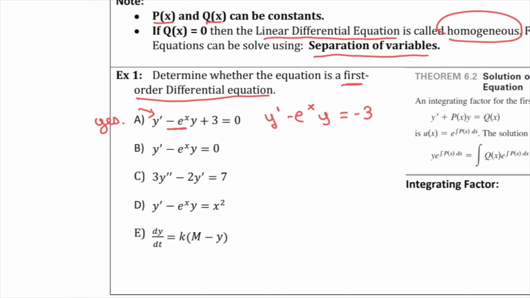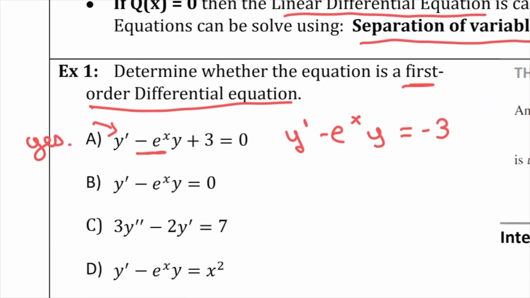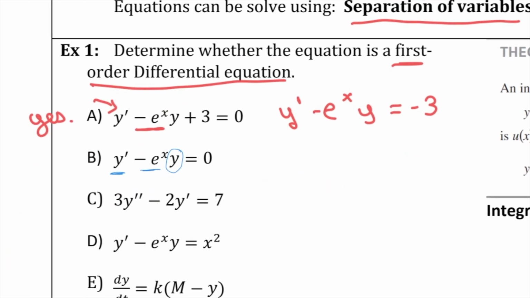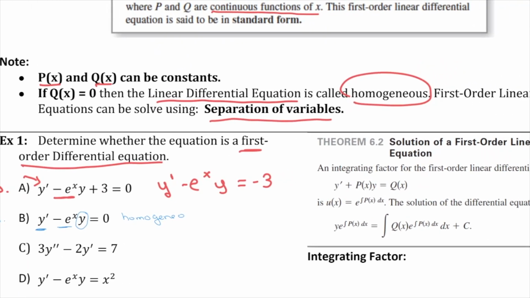Now when we look at question B, all right, small changes occurred with question B. I still have a y prime, that's good. Here is a function with respect to x multiplied by y. That's good. And in this case, remember that q of x is equal to 0. So is this a first-order linear differential equation? Yes, and it's actually a special one. This one is homogeneous. And in order to solve it, you would need to use separation of variables. And we can only do that when we have homogeneous differential equations.